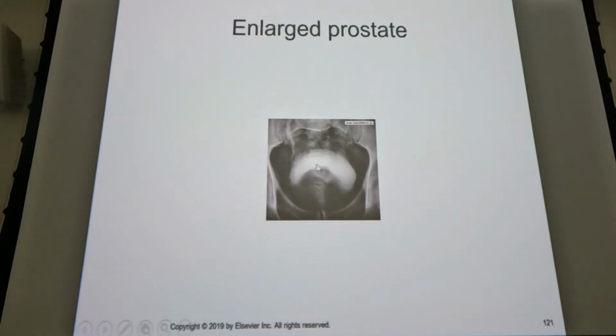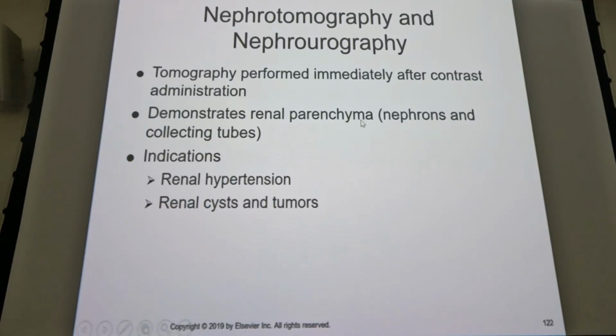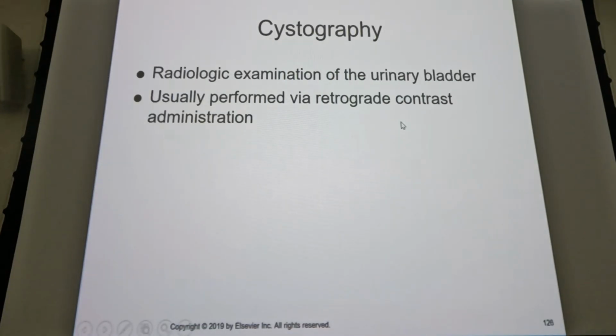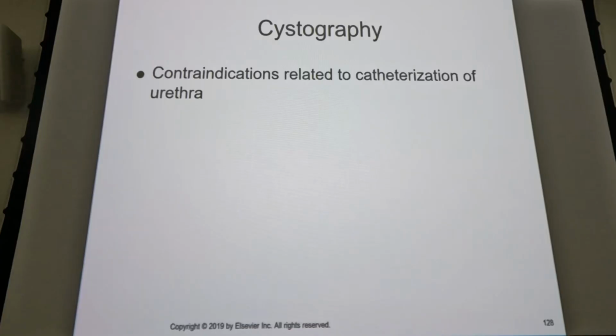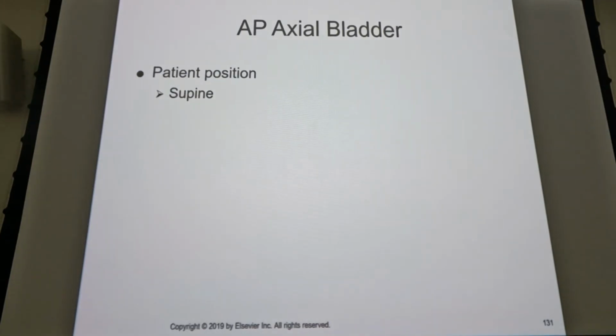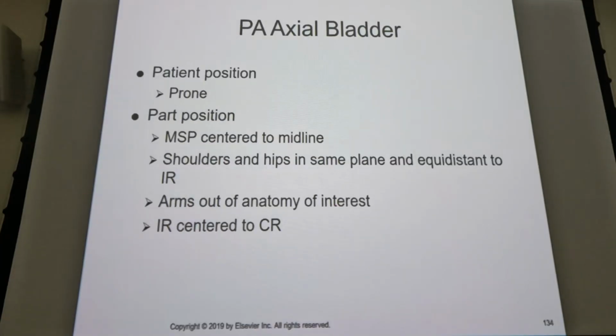All right, enlarged prostate just displaces the contrast in the bladder. Tomography we don't do anymore. Retrograde urography we talked about. Cystography we talked about. Voiding cystourethrogram we talked about. Axial bladder we talked about.